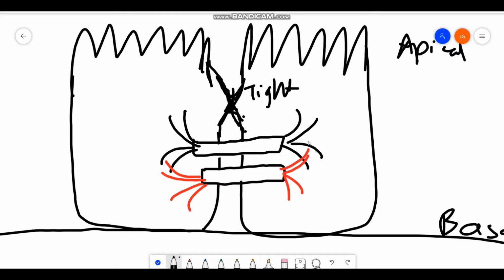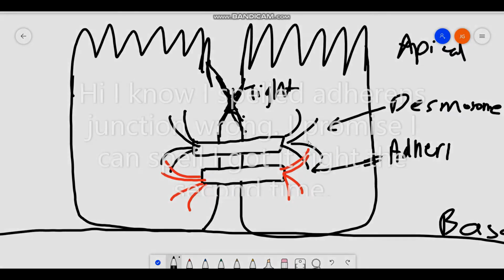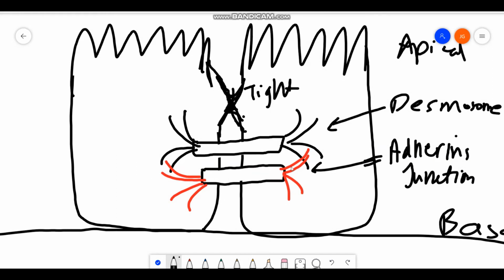You're going to have your desmosomes. So up here, these are desmosomes. Desmosomes. So it's one word. Let me try to squeeze it in here. Desmosomes. And over here, we have the adherens junction. It's called the adherens junction. And the big difference between them, you can see that I changed the color.